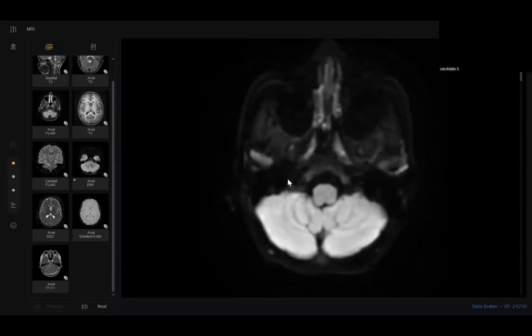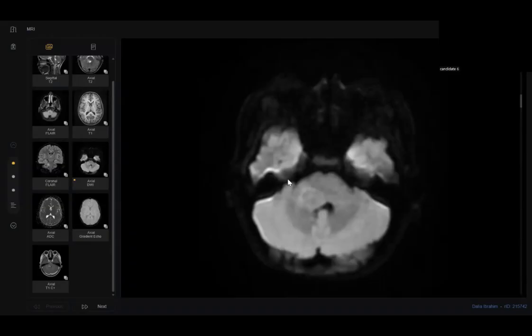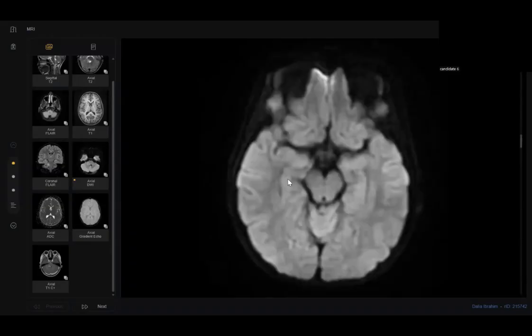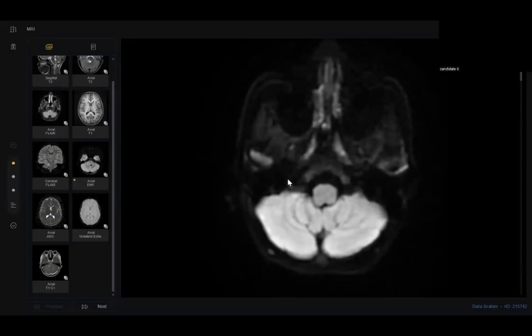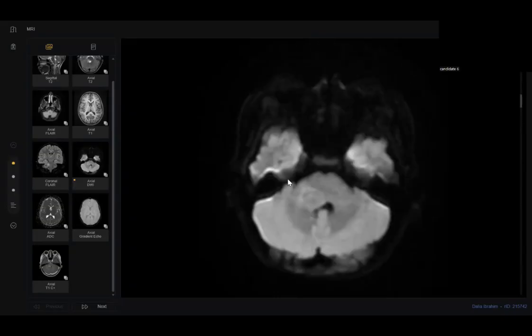The differentials which come to my mind are either a demyelinating plaque, and also a ring enhancing lesion which is not showing restriction in a child. It can be astrocytoma, or it can be cysticercosis, but there are not multiple lesions. Only two lesions are there.